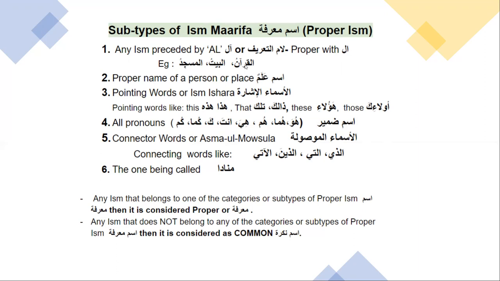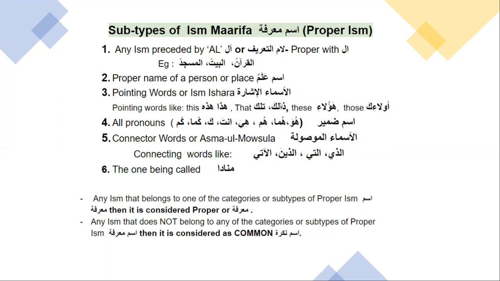though Quran, we know, if you remove al, it's still Quran, a specific. Al-Quranu, the Quran, okay? Now the second subtype of ism marfa: the proper name of a person or place. So any particular name of a person, place or thing is called ism alam.